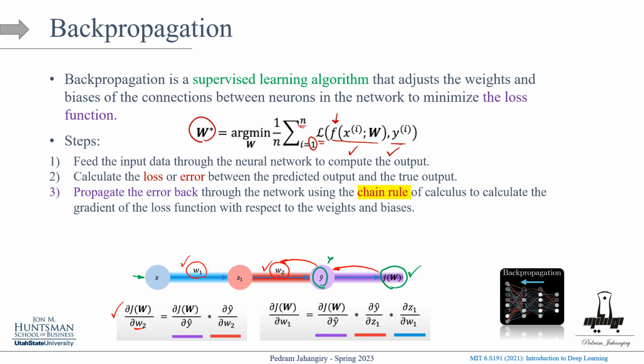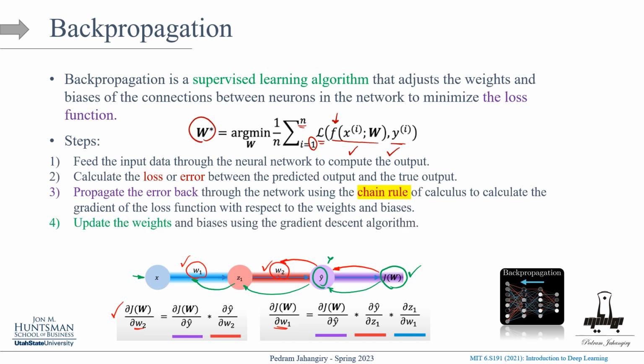So what is the derivative of J with respect to weight w1? Let's use another color, maybe green here. It is equal to ∂J/∂ŷ, ∂ŷ/∂z1, and ∂z1/∂w1. So this is what we're going to use. This is called the chain rule, right? And that was step number 3.